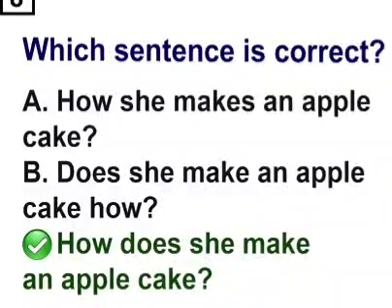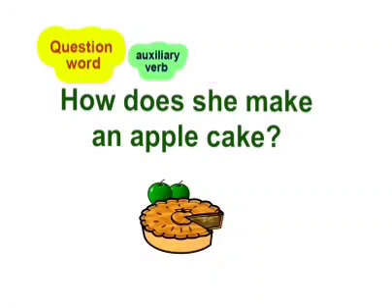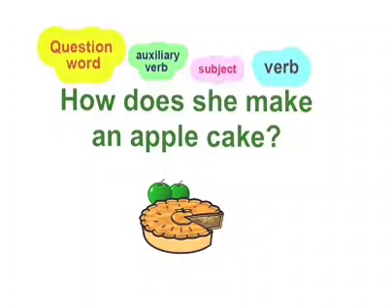The question form in English is always like this. We have a question word, an auxiliary verb, a subject, and a main verb. How does she make an apple cake? In this case, the question word is how, the auxiliary verb is does, the subject is she, and the verb is make. So, how does she make is the correct word order.